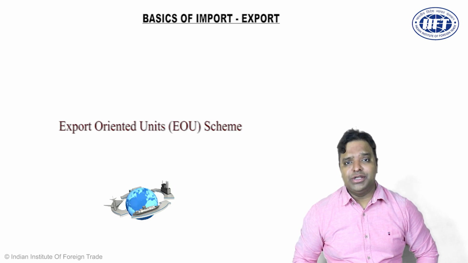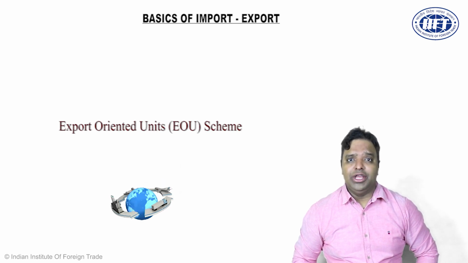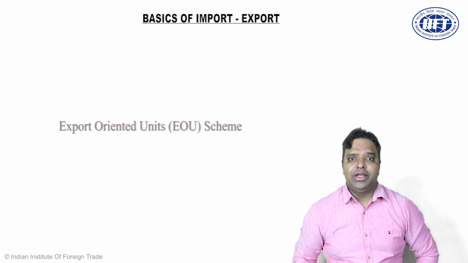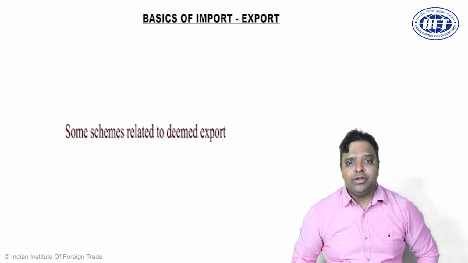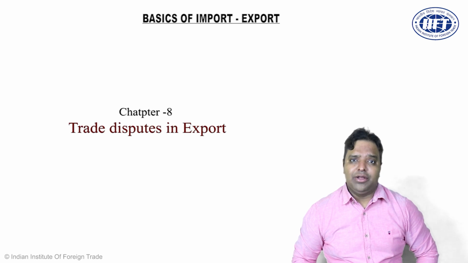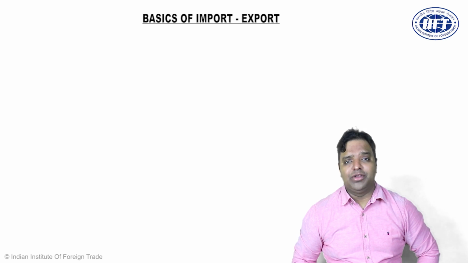Then we had other provisions of the policy which was about the EOUs, the export oriented units, ESTPs, SEZs, and then we have some schemes related to the deemed export. The chapter 8, if you remember friends, was about the trade disputes which arise while international transactions are taking place. The exporters have an option of filling a form and coming to the Government of India with their grievance, which will be taken up with the concerned countries to resolve those trade disputes. And also we had a walkthrough on the DGFT portal.